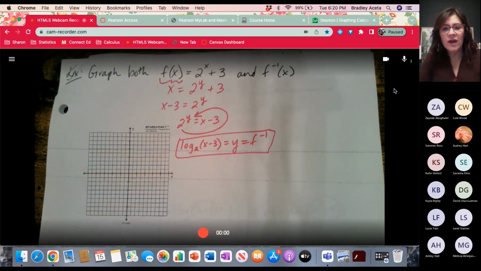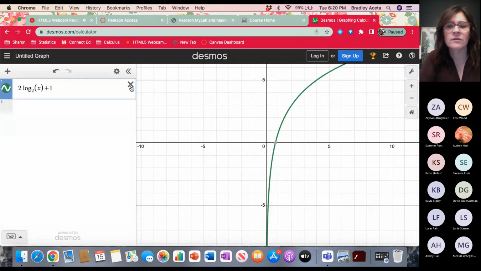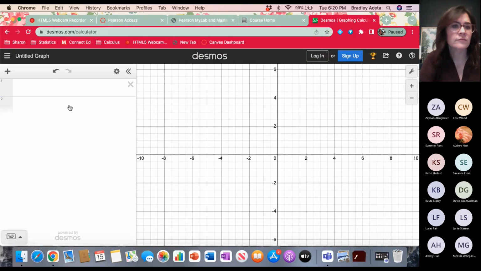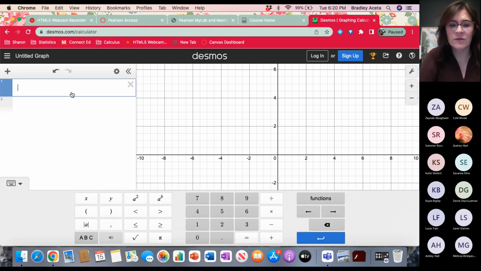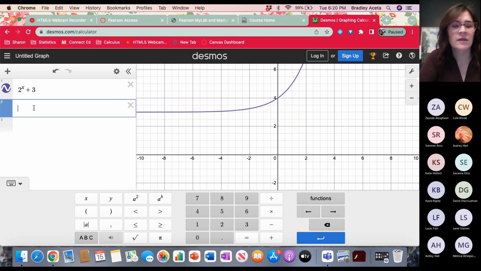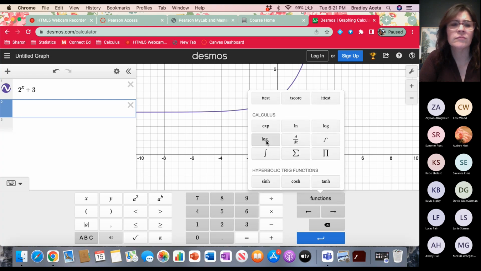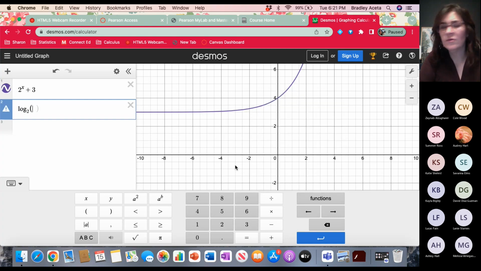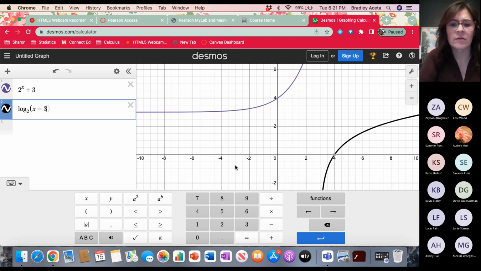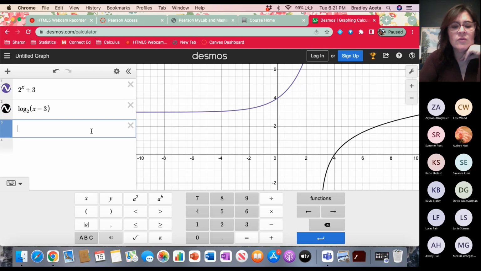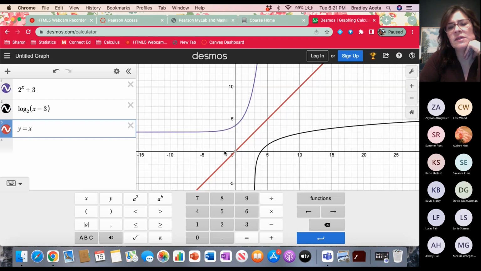And when you go to graph them, which we will do on Desmos right now, we will graph 2 to the x and then plus 3. And then here we will graph log base 2 of x minus 3. And I always love to put in y equals x just to see that it's flipping over it, just to make sure it looks pretty good. It does, looks really good.